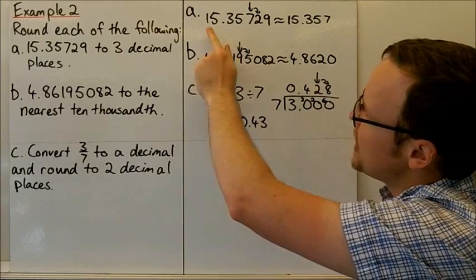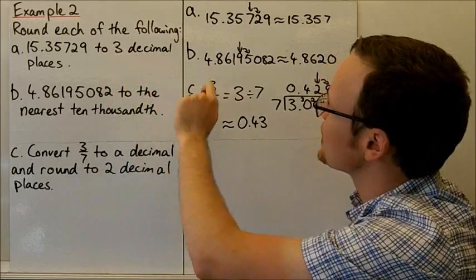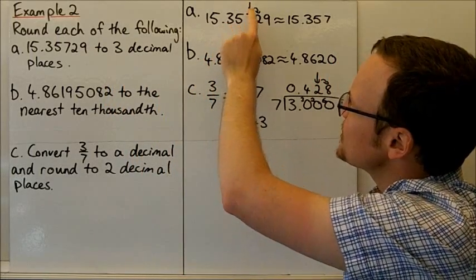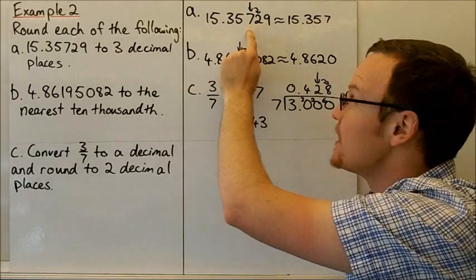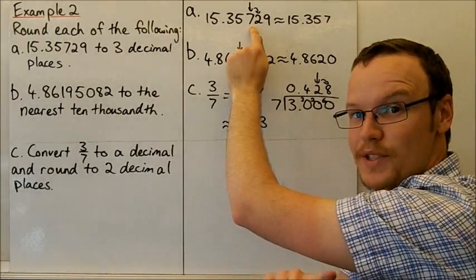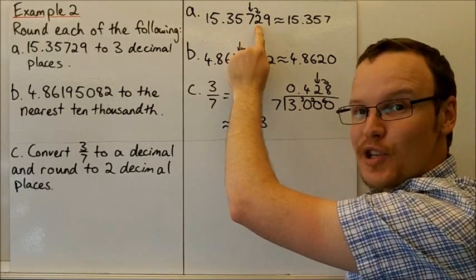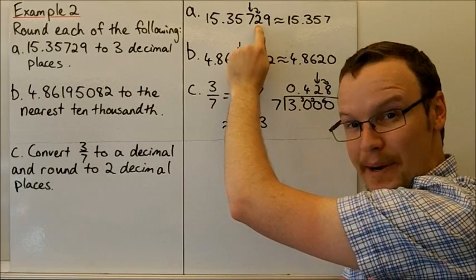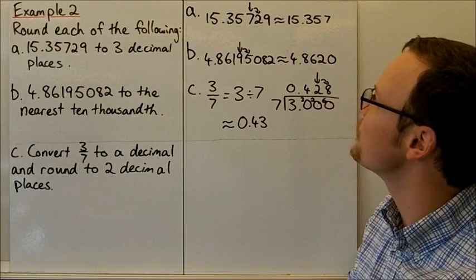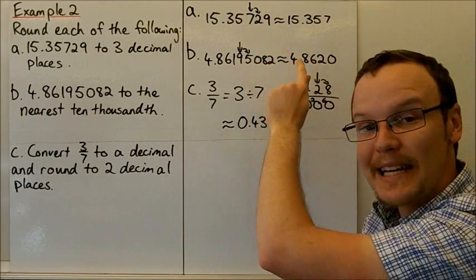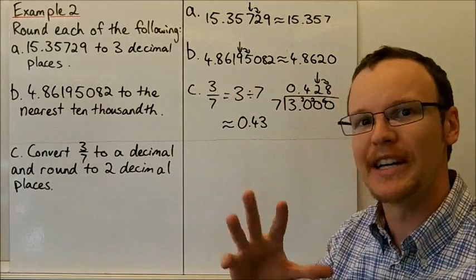So here, our first one, we're rounding 15.35729 to 3 decimal places. So 1, 2, 3. This is the rounding place that we're looking to. So the 7 here. It's either going to stay as a 7 or round up to the next one, which is an 8. But we need to look to the number to the right here, the 2. Because it's 4 or lower, we're going to keep that 7 the same, and the rounded number is going to be 15.357. You might notice this little squiggly equals sign. That squiggly equals sign means approximately equal to, about equal to.